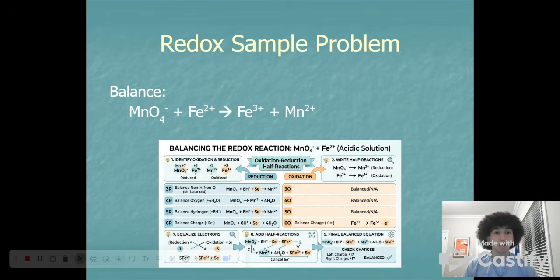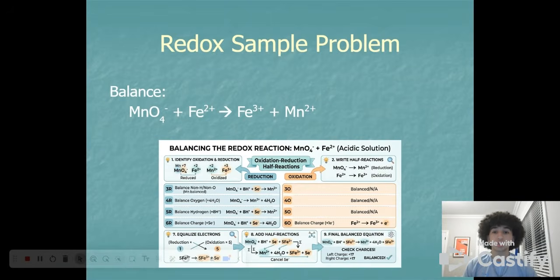Iron in iron 2 ion is plus 2, and in iron 3 ion is plus 3. So that's an increase, so iron is oxidized. Oxidation half reaction. Step 2. Write the half reactions. For reduction, permanganate ion becomes manganese 2 ion. For oxidation, iron 2 ion becomes iron 3 ion. Step 3. Balance the non-hydrogen and non-oxygen atoms. Manganese is already balanced and iron is already balanced, so we don't need to do anything here.